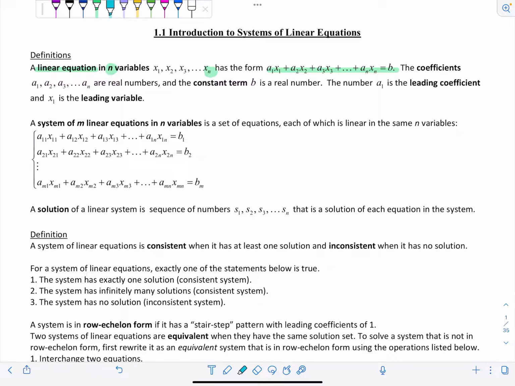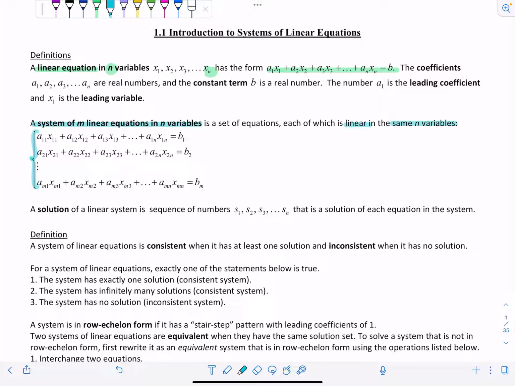So what we're going to look at now is a system of linear equations. And we say we have a system of m linear equations in n variables when we have a set of equations, each of which is linear in the same n variables. So notice here's the system. We usually denote it by putting these braces here on one side, and you have each linear equation.